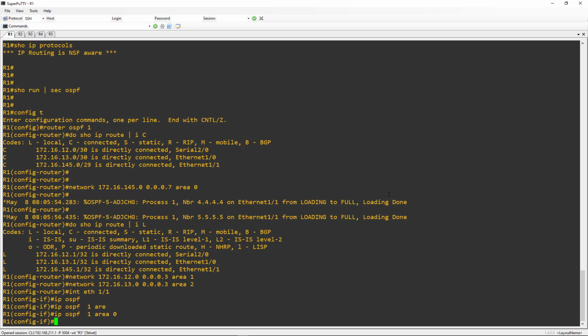So we did get 2 console messages here. We got a syslog message that says the process ID is started. The neighbor 4.4.4.4 is established. Neighbor 5.5.5.5 is established. So we went from loading to full. We transitioned through the down, init, two-way, exstart, exchange, loading, and full states. All right, so now we're going to go ahead and do this on router 2 and router 3.